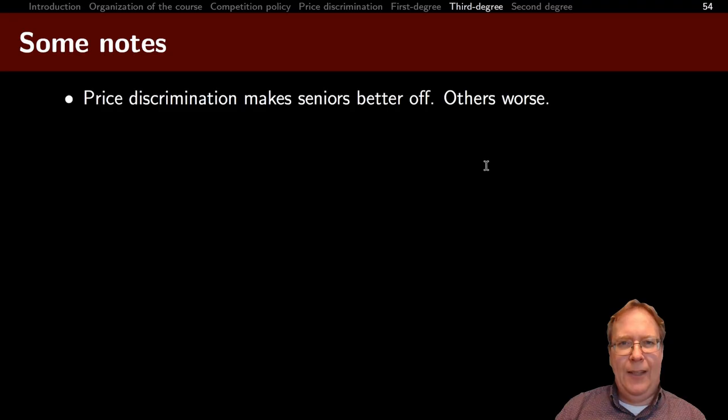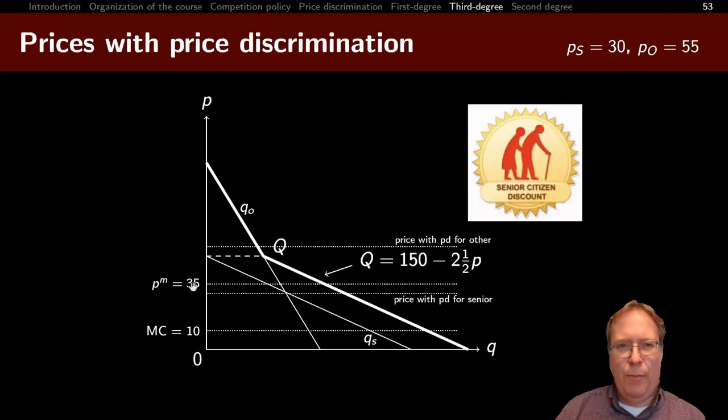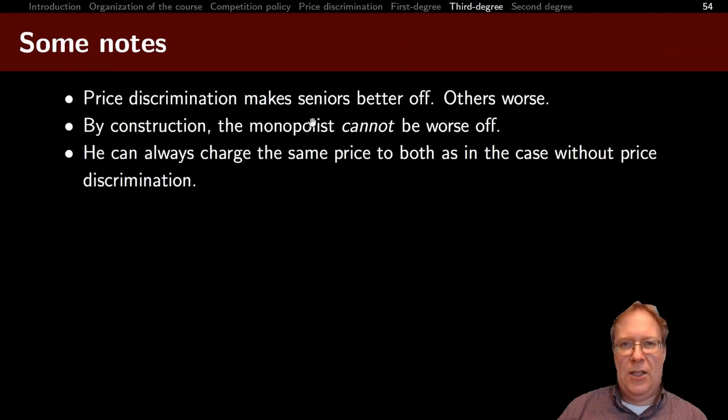And it also means that, well, if I compare the cases without price discrimination, this would be the price. What happens with price discrimination? Well, the senior citizens get a lower price, but the other citizens get a much higher price. So that's what I mentioned here. So it makes the senior citizens better off, but it makes the others worse off. By construction, it also has to make the monopolist better off.